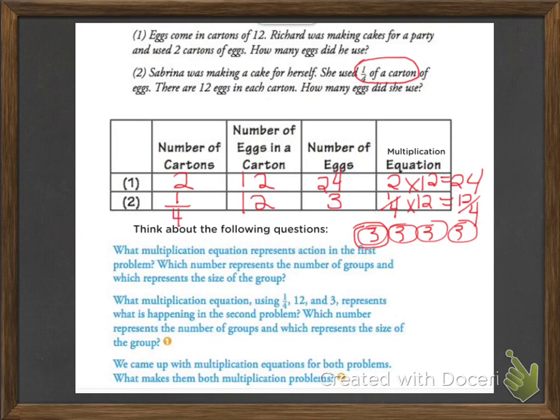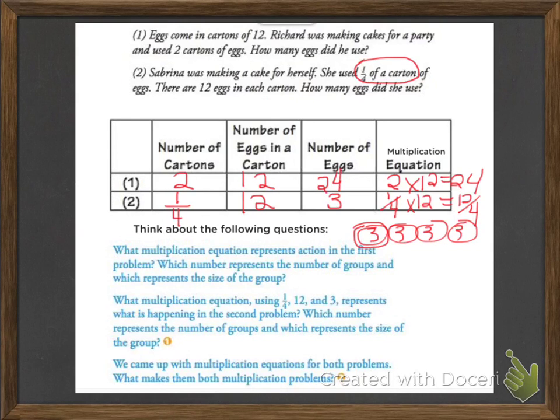Now what multiplication equation using 1/4, 12, and 3 represents what's happening in the second problem? Well, 1/4 is the part of the group that I have. So that's the part that represents the number of groups. The size of the group is still 12 eggs in a carton. So in this case, it would be 1/4 times 12, and that would give us our multiplication equation.